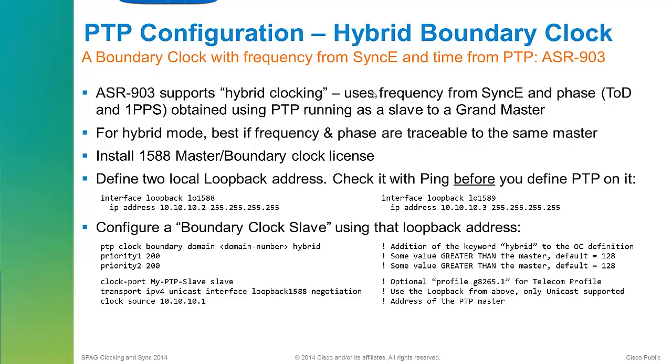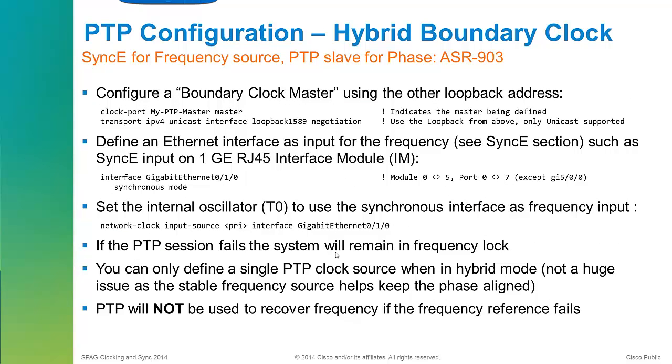So in the interest of time, which seems to be slipping away from me, you'll see, again, a repetition. This hybrid mode is exactly the same as hybrid slave from the 903, very similar to the 901. Typical boundary clock, we add 2 loopback addresses. We define a boundary clock. We add the keyword hybrid to the end of it to indicate that we are now going to take our frequency from a physical distribution source, not a packet. We define the boundary clock's master side of it.